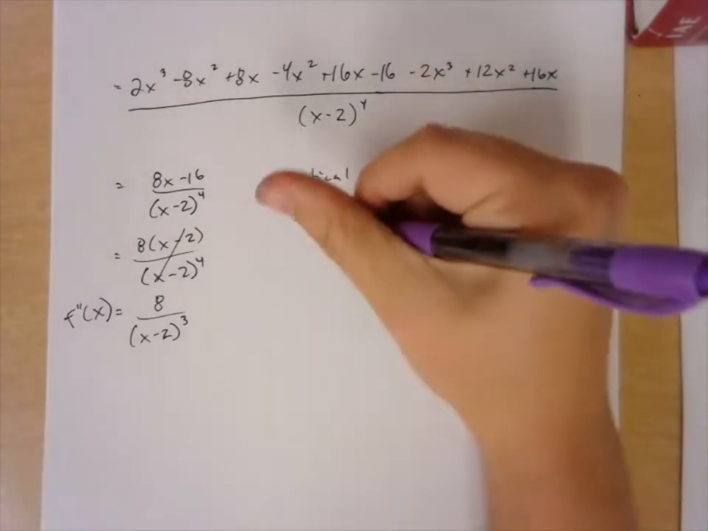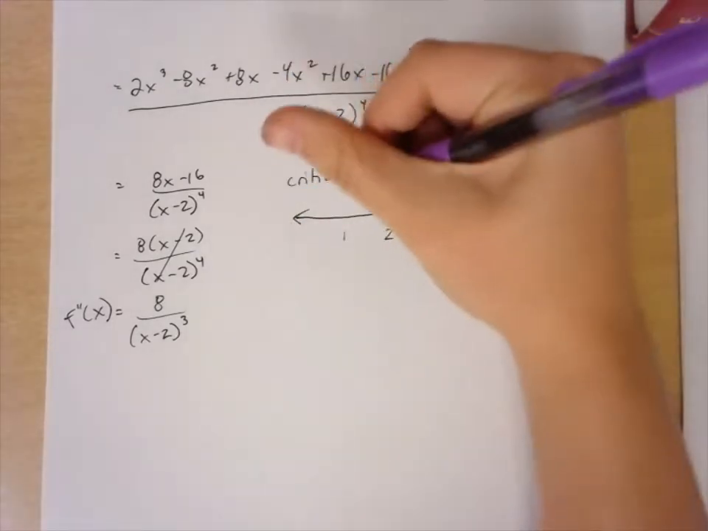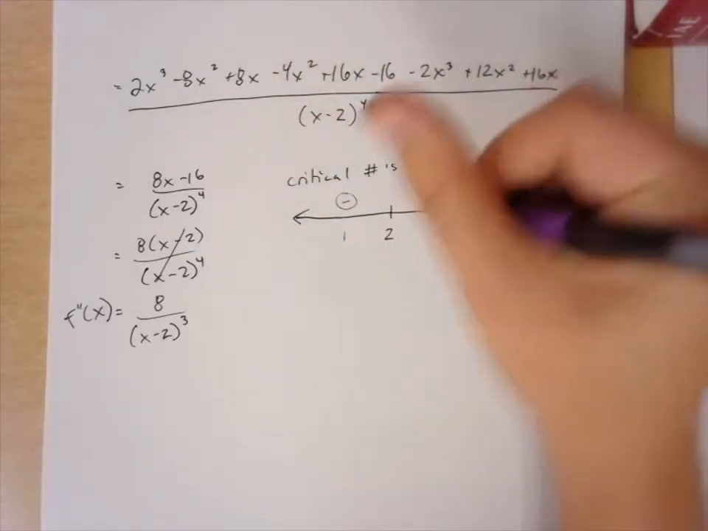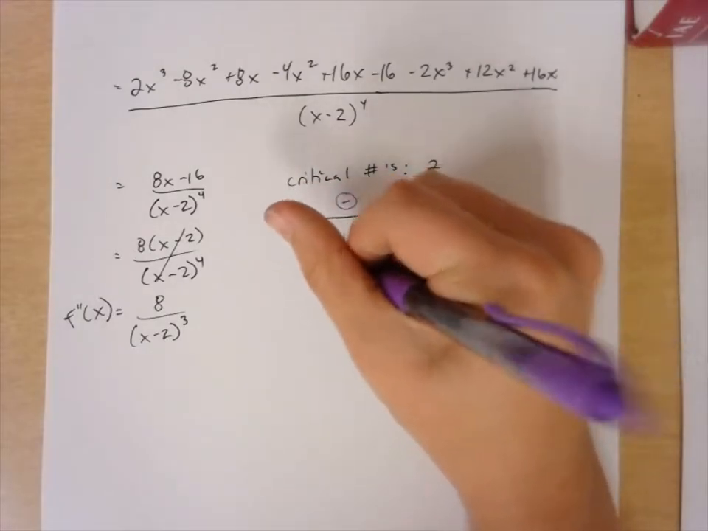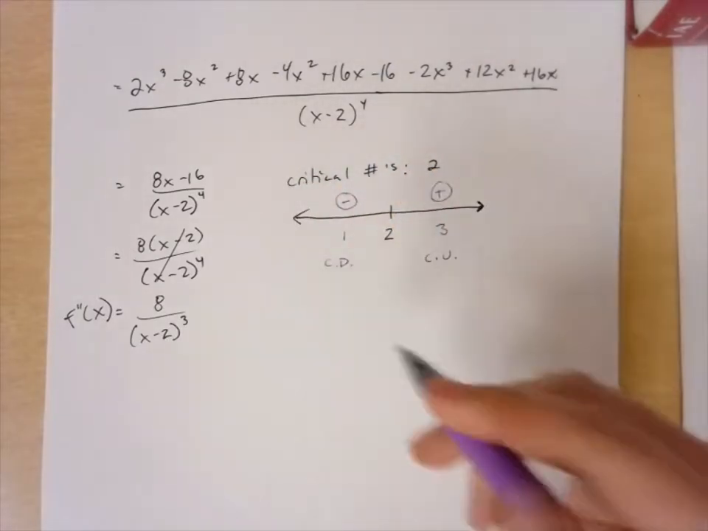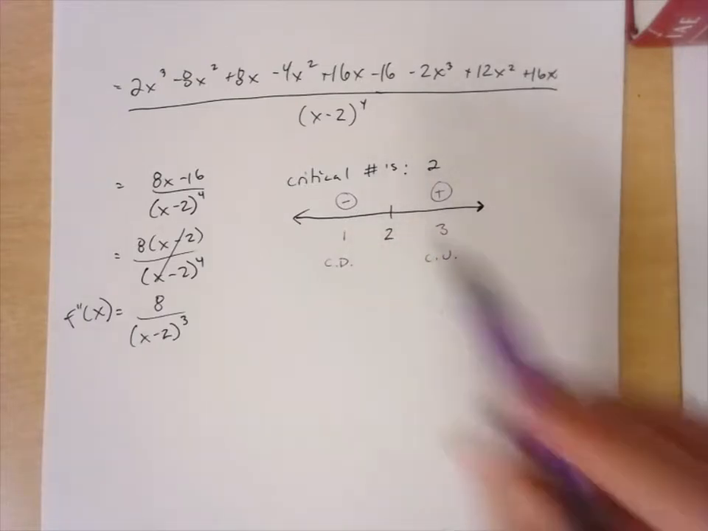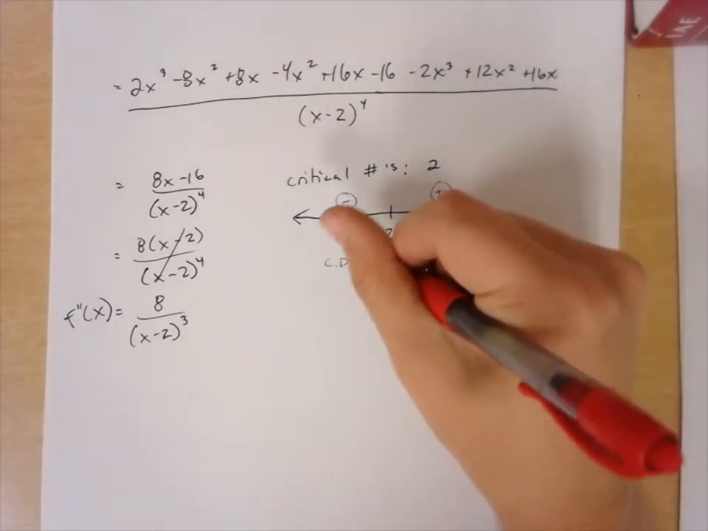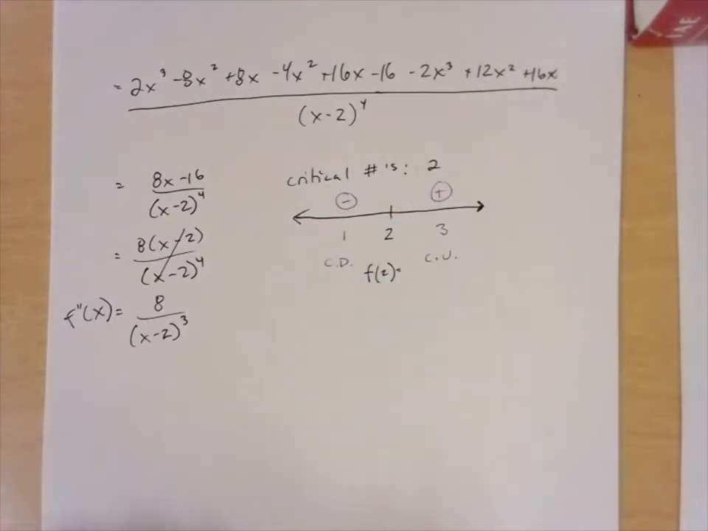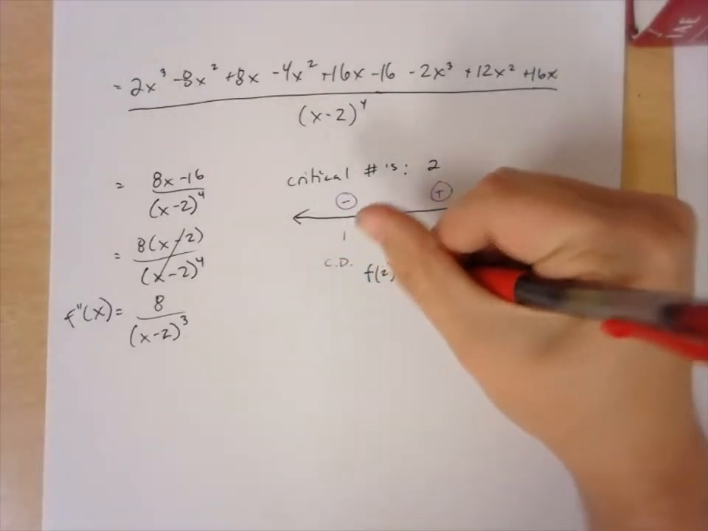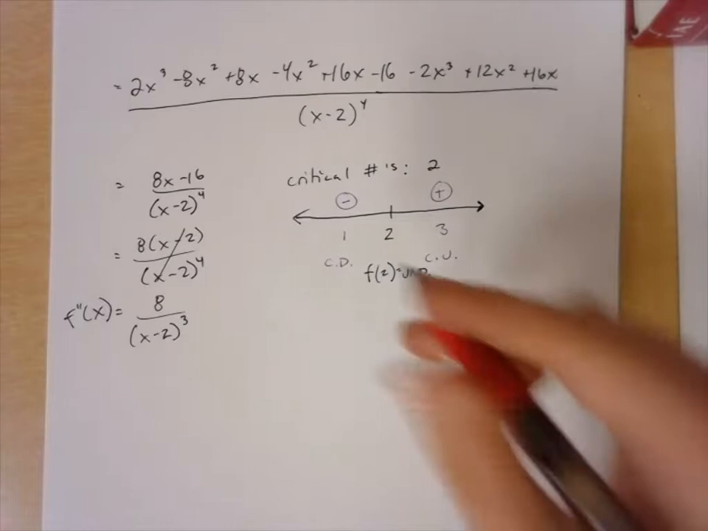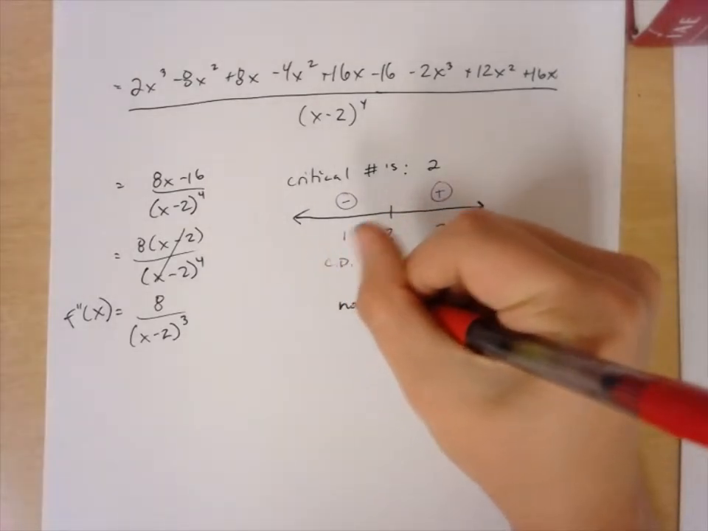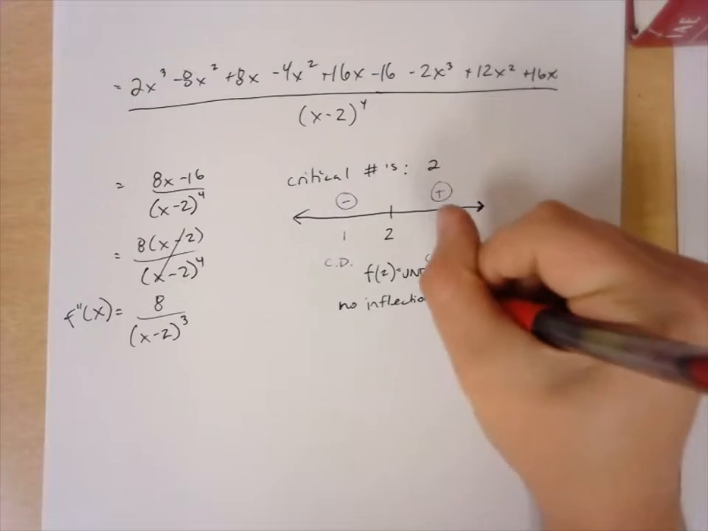What I'm going to do now is test a 1 and test a 3, and when I do that, I get a negative and I get a positive, which means I have concavity down, and then I have concavity up, which means there could be an inflection point right here. So let me evaluate my original function at 2. But hang on, hold up, my original function at 2 has a vertical asymptote at 2. So this is undefined at that point, which means that no actual inflection points exist. No inflection points exist.